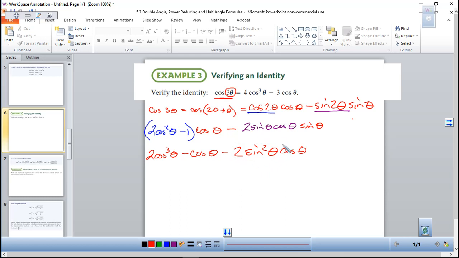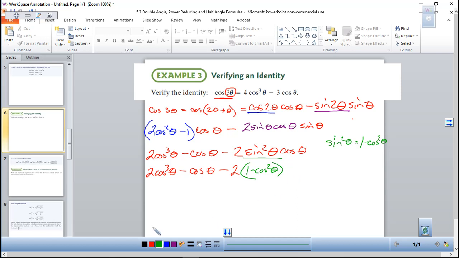I've got a sine squared theta. Well, I can deal with a sine squared theta because I know from the Pythagorean identity that sine squared theta is equal to 1 minus cosine squared theta. And once I plug that in place of this sine squared theta, it's going to look a lot nicer. So we've got 2 cosine cubed theta minus cosine theta minus 2, and in place of this thing, I'm going to put 1 minus cosine squared theta.